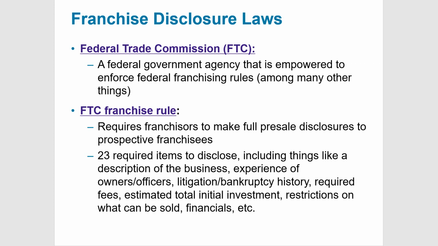There are a lot of things that have to be disclosed, 23 items listed in the FTC's guidance. But they include things like, obviously, a description of what the business actually does and sells, the experience of the people owning the franchise, any litigation history or bankruptcy history, whatever the required fees are going to be, an estimate of the total initial investment required to open up the franchise, any restrictions on what can be sold, any financial information that they have, etc. So it's trying to make you an informed buyer of a business before you actually commit the money to it. At least that's the goal.